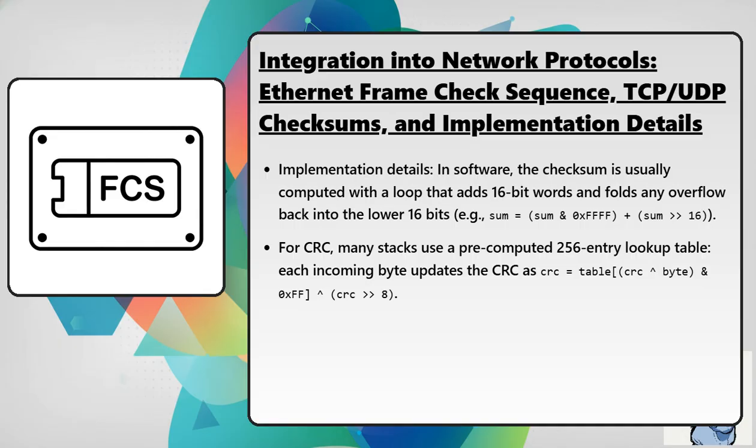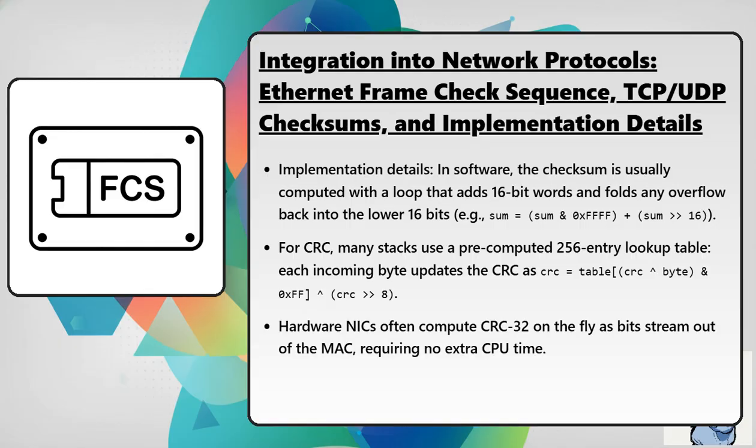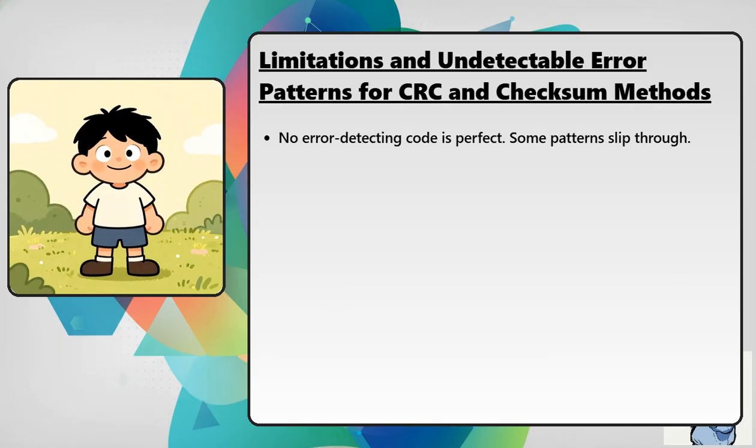Each incoming byte updates the CRC as CRC equals table open bracket CRC XOR byte bitwise and hexadecimal FF close bracket XOR open parenthesis CRC right shifted 8 close parenthesis. Hardware network interface cards often compute CRC32 on the fly as bits stream out of the MAC, requiring no extra CPU time. No error detecting code is perfect.